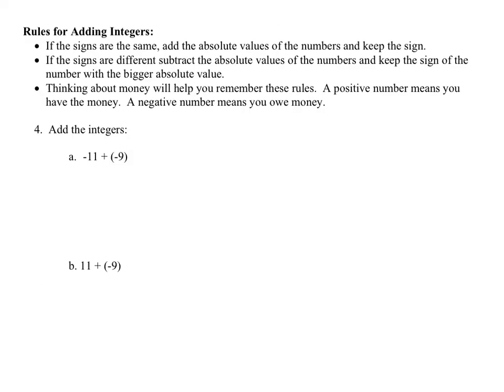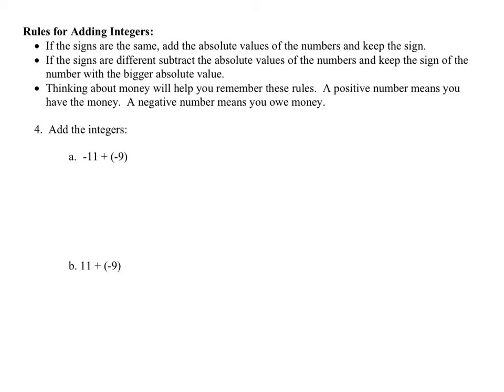The next thing is we're going to do the rules for adding integers. If the signs are the same, add the absolute values of the numbers and keep the signs. If the signs are different, subtract the absolute values and keep the sign of the number with the bigger absolute value.